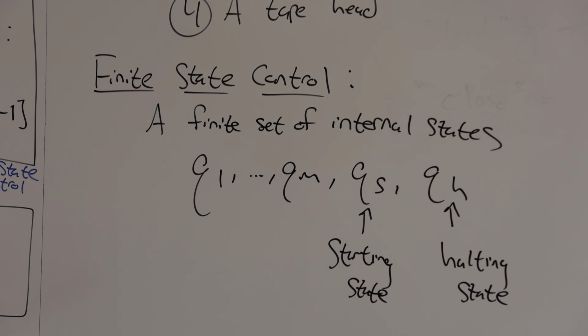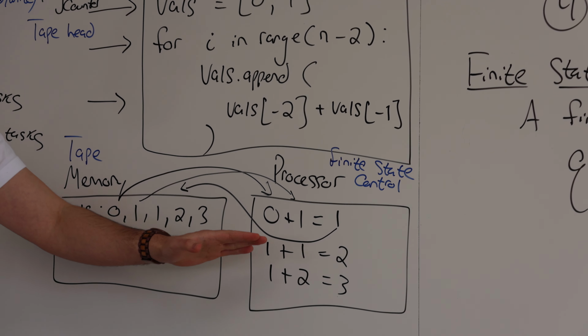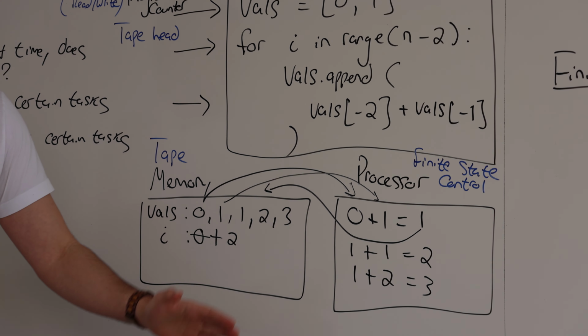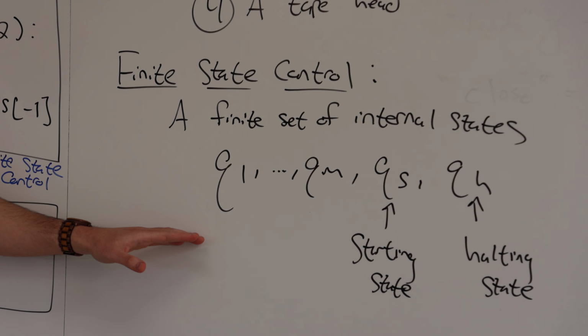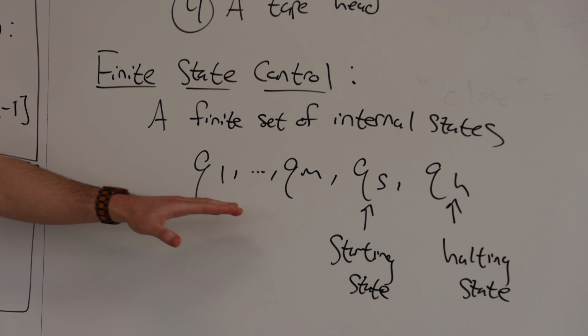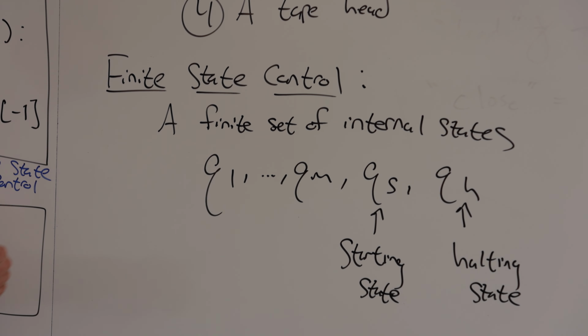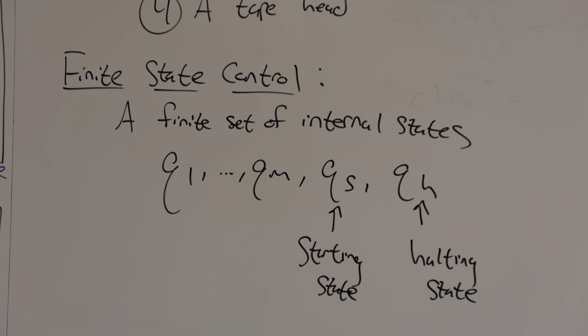So the finite state control, again, playing the role of the processor. And when you think about it, it's pretty intuitive. A processor can only do a certain number of things. It could do addition, subtraction, and so on and so forth. We're just being very general, and we're saying let's just call these things the states, the operations that the processor can do, Q1 through Qm, and there's two special states, the starting state and the halting state.